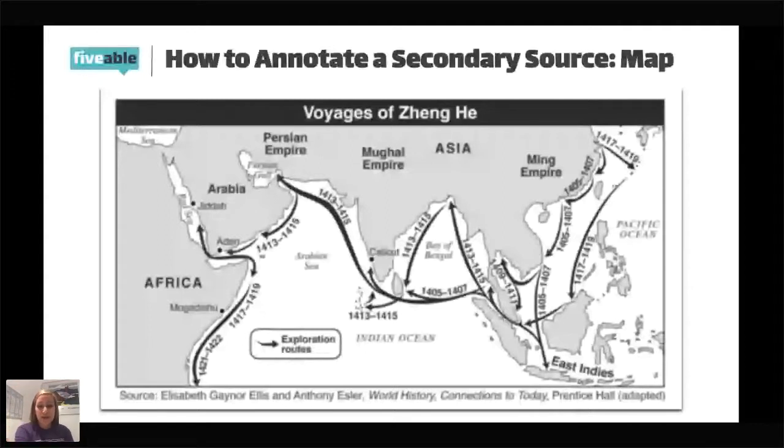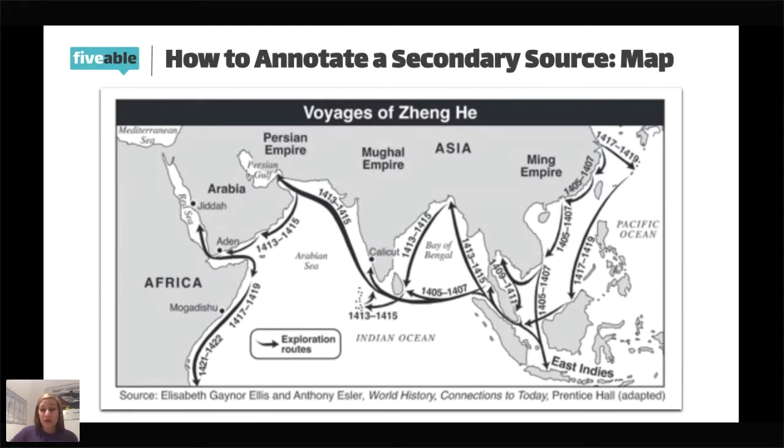So for this one, again, our first step is we're going to be looking at the source. So this is Elizabeth Gaynor Ellis and Anthony Esler, World History, Connections to Today, Prentice Hall. Anybody using that book? That's an interesting one. So this, obviously, we don't really have a main point, but what do we have? A title. So the title would be the main point. You could annotate the title.